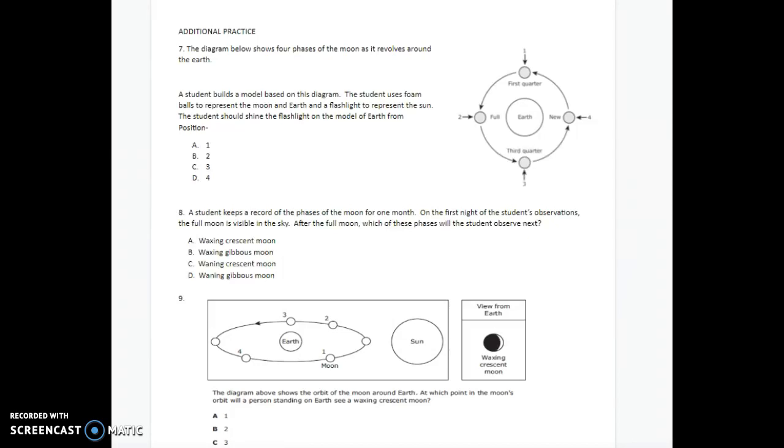Well, we know this is the new moon, and we know the new moon is always between the sun and the earth, so our light should be coming from that position right there, position 4, so D is definitely our answer.